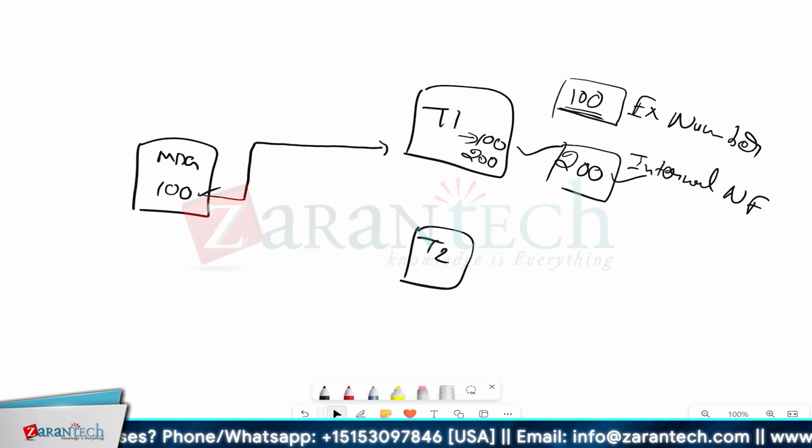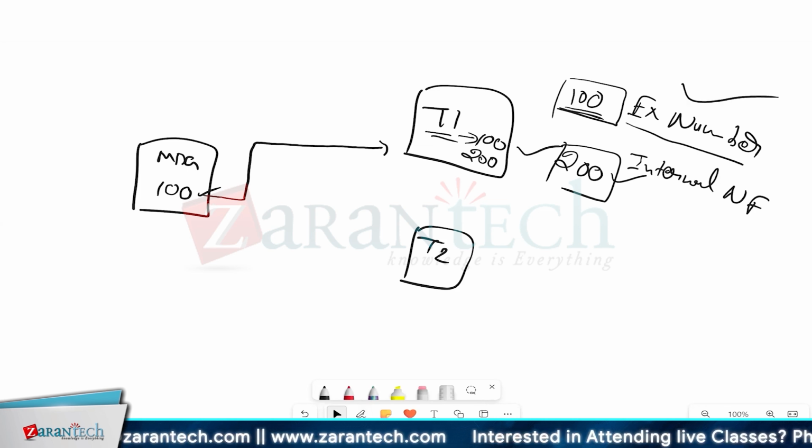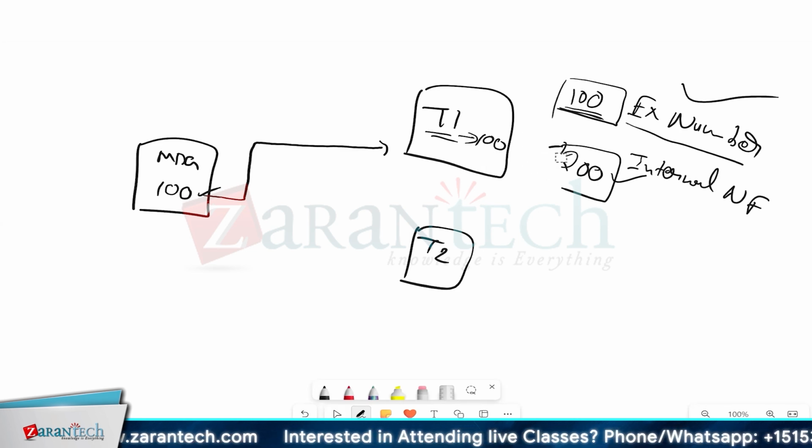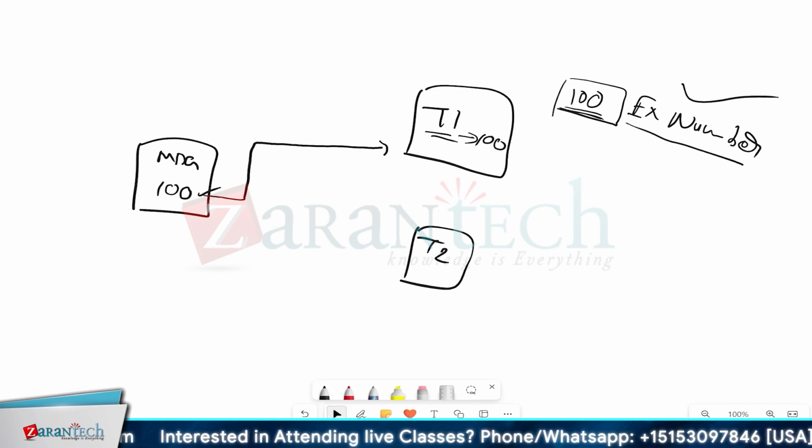Now, what is the challenge that I have with these two things if I'm introducing MDG? One is if we are using this external number range concept in the target system. Let's take an example. In my T1 target system, I am using external number range configuration. That means it will create a material with 100 only, because I configured it as the external number.